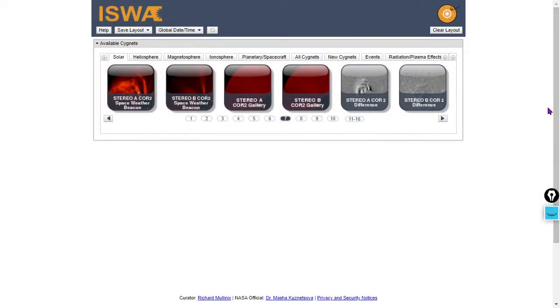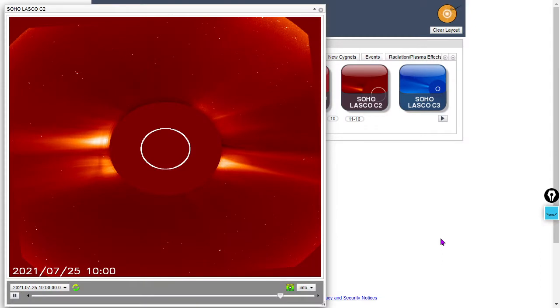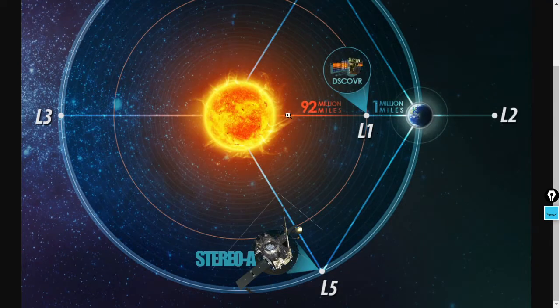Again, if you're a new viewer, realize STEREO A is located there at Lagrangian point 5. Here's a viewpoint from Lagrange point 1. This is SOHO's LASCO C2, a similar type of coronagraph, located right between the Earth and Sun at Lagrangian point 1, the gravitational equilibrium point about 1 million miles away. So at noontime, it's not directly overhead. Well, it might be directly overhead if you're on the equator, right?